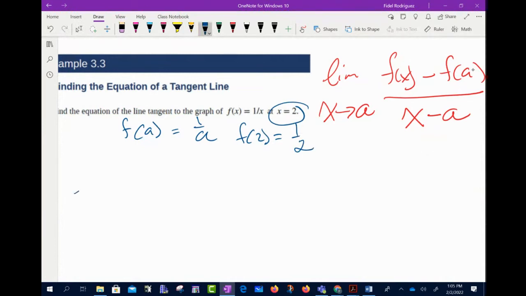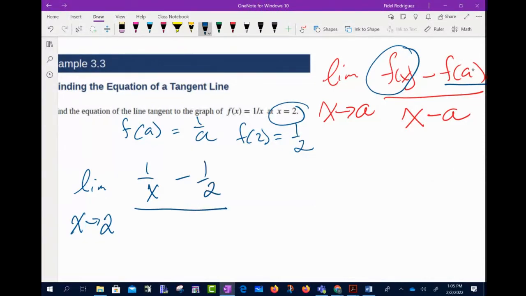Okay. So look, we're going to take the limit as x approaches 2 of f of x, which was 1 over x, right? Minus f of a. What was f of a? 1/2. Very good. All over x minus, what did we say our number a was again? The a number. 2. There you go. Okay.